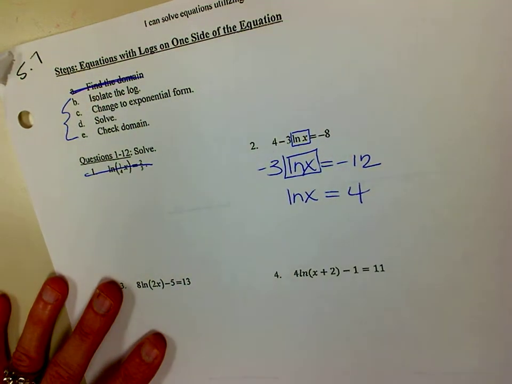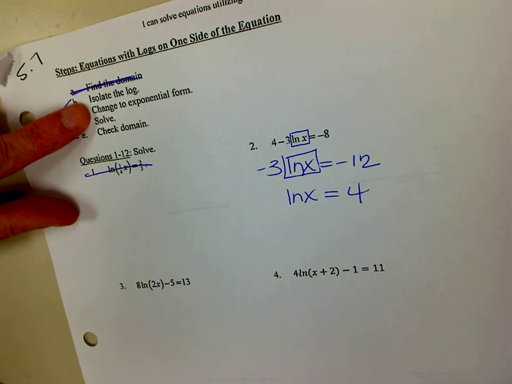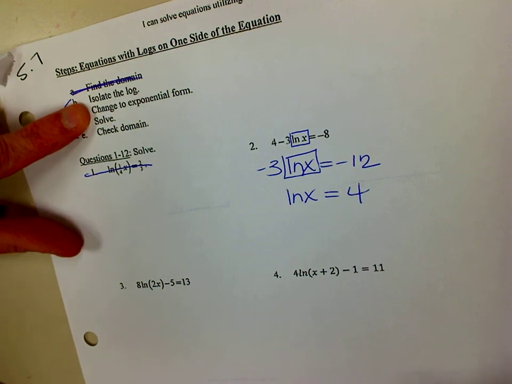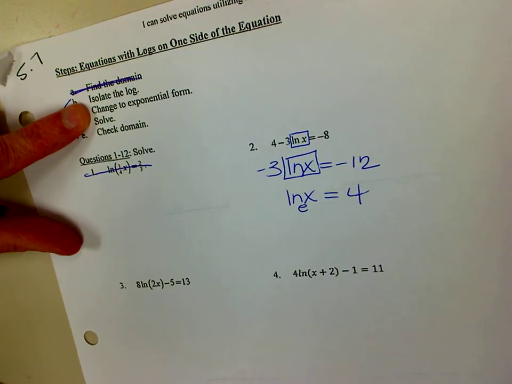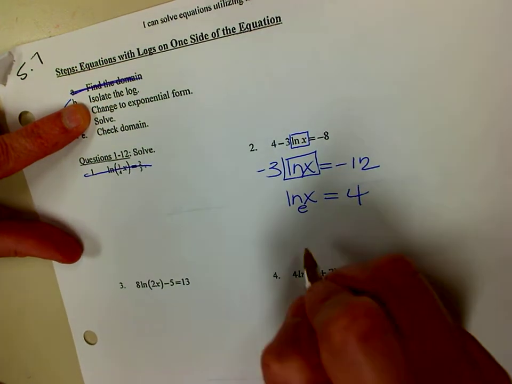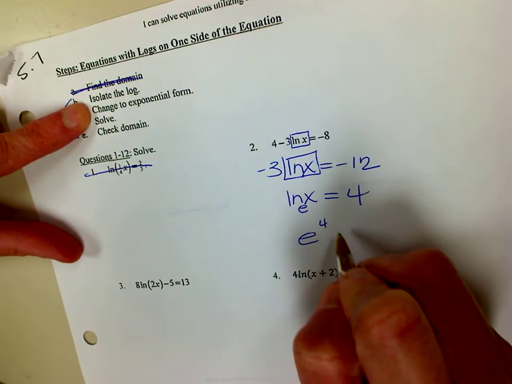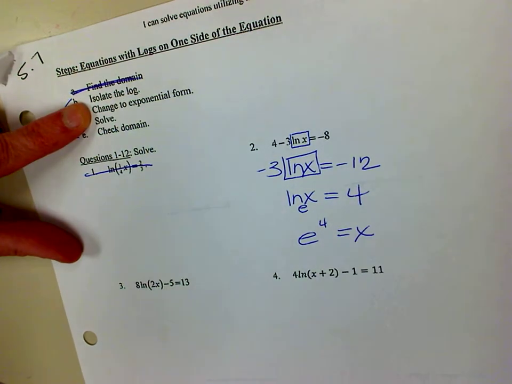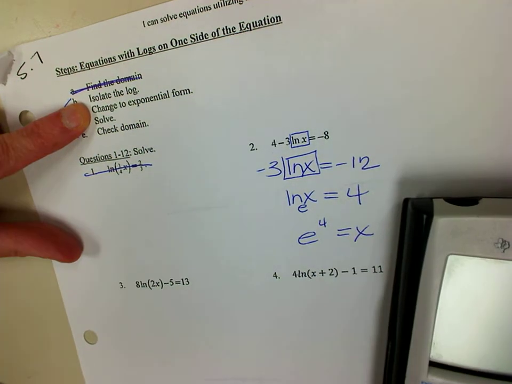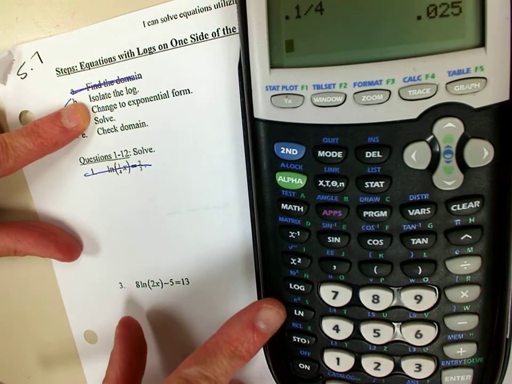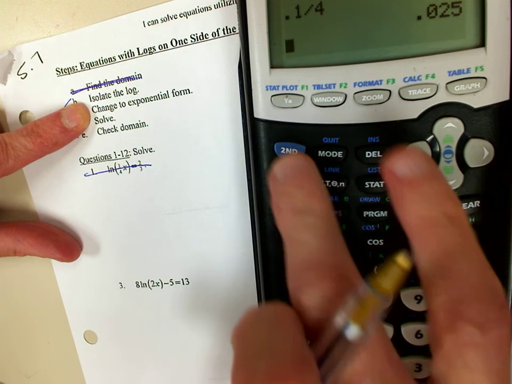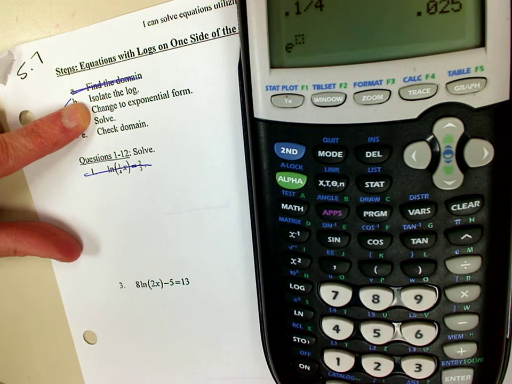Okay, now the natural log is isolated. The next thing I want to do is change to exponential form. If you have a natural log, e is always your base. So to rewrite that in exponential form, it's going to be e to the 4th power equals x. So let's see what that is. The e button is right above ln, natural log. So second natural log, there's e to the 4th power.